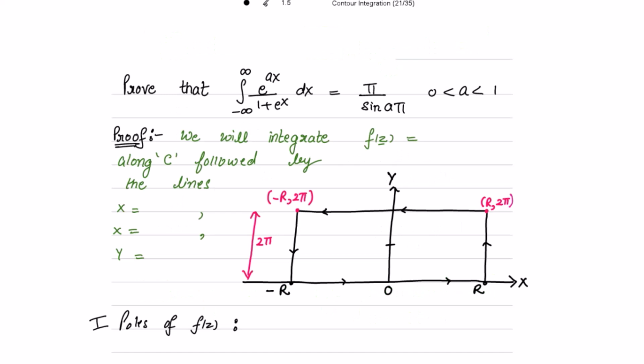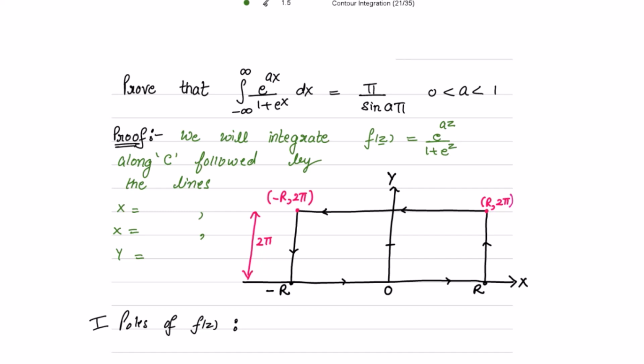So to prove this integral, we will integrate f(z) equal to... So what is f(z)? In the numerator, it is given to us e to the power ax. So taking the numerator for f(z), e to the power az over 1 plus e to the power z. Just replace x with z.